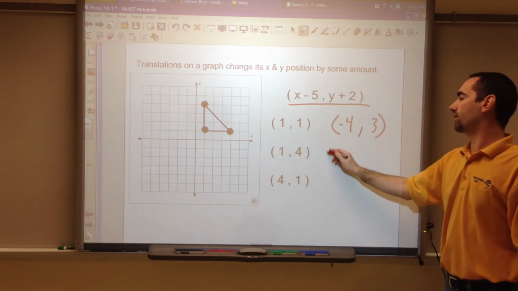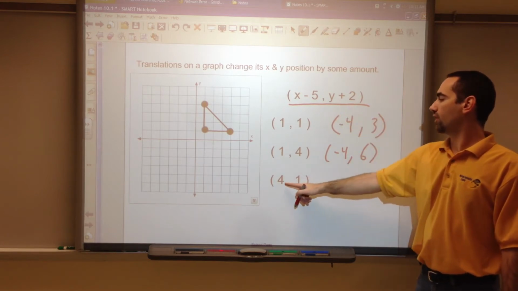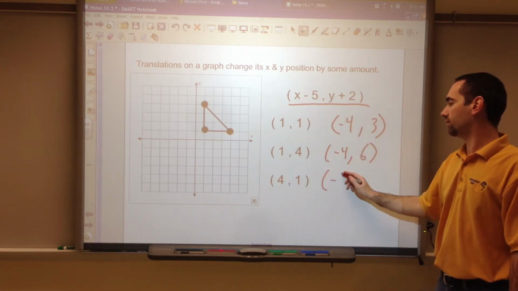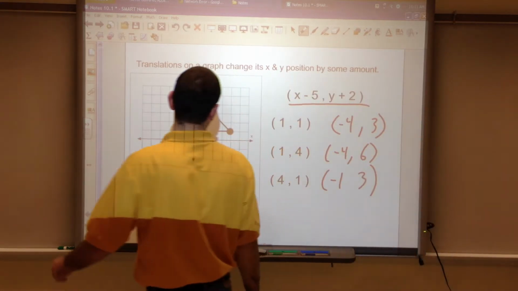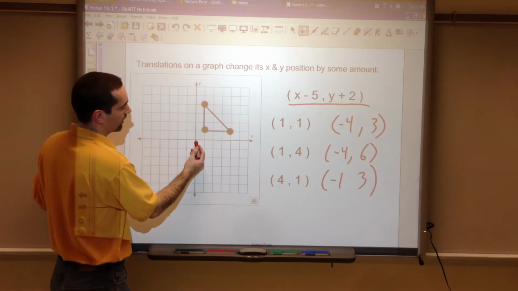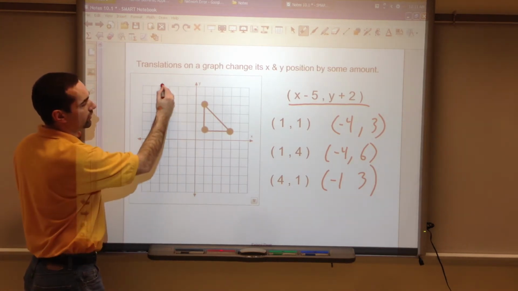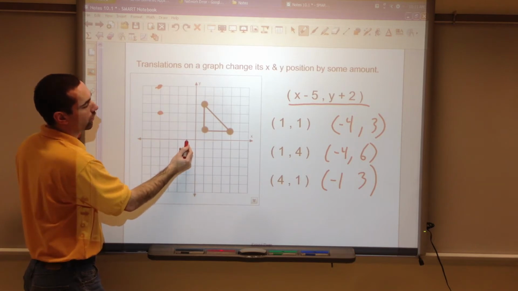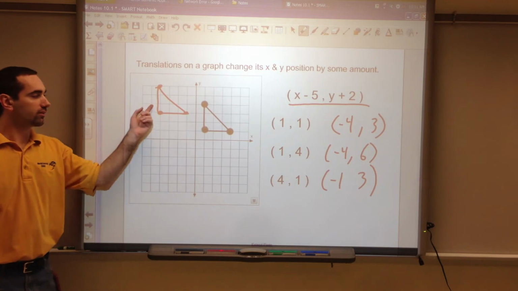1 minus 5. 4 plus 2. 4 minus 5. 1 plus 2. Alright, so now I graph it. Negative 4, 3. Negative 4, 6. Negative 1, 3. There's a translation.